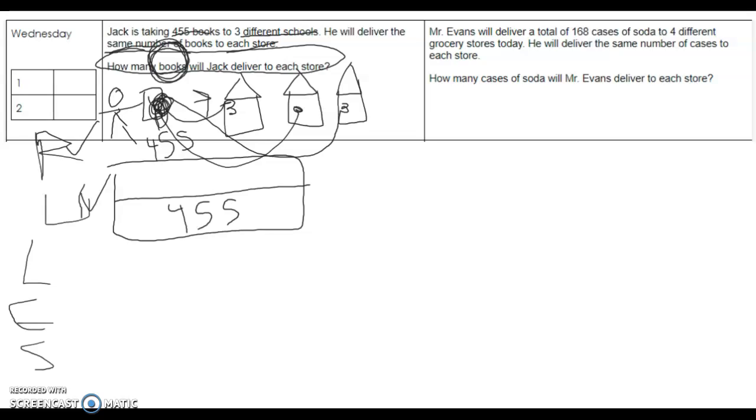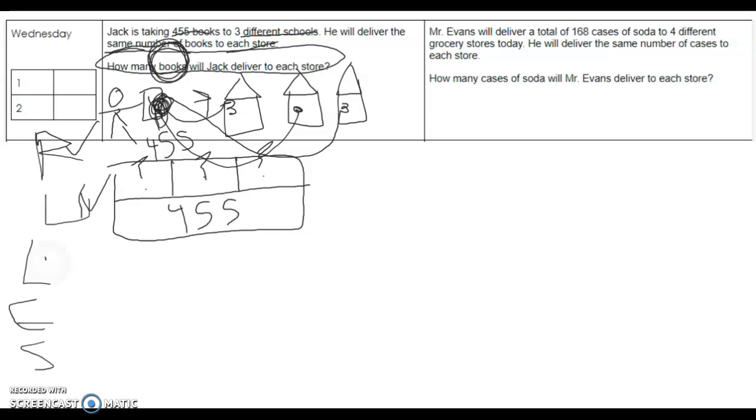Okay, so now how many groups do I have? Well, I have 3 groups, 1 group for each school. But do I know how many are in each group? No. That's what we want to know. We want to know how many books Jack will deliver to each of these schools.